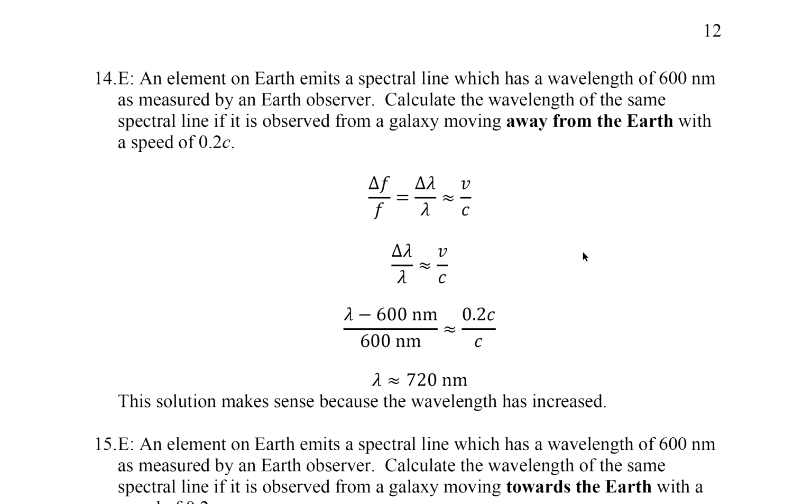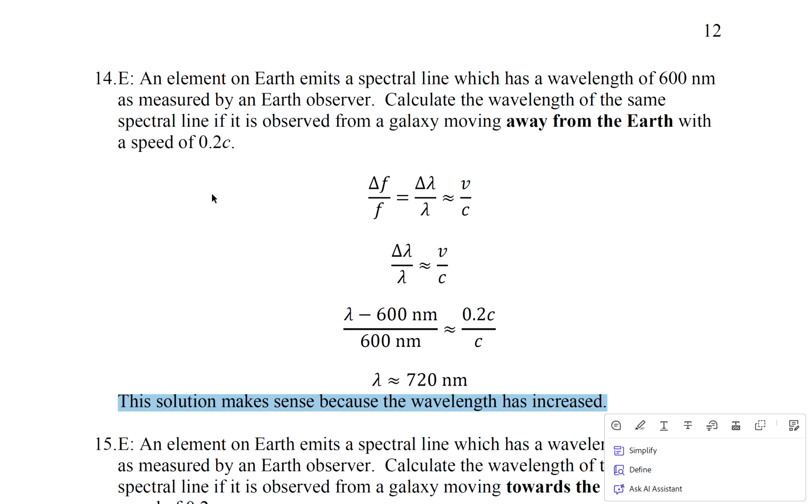Question 14. An element on Earth emits a spectral line which has a wavelength of 600 nanometers as measured by an Earth observer. Calculate the wavelength of the same spectral line if it is observed from a galaxy moving away from the Earth with a speed of 0.2 c. So that's what we do. We're going to use this equation. This solution makes sense because the wavelength has increased because it's moving away from us.